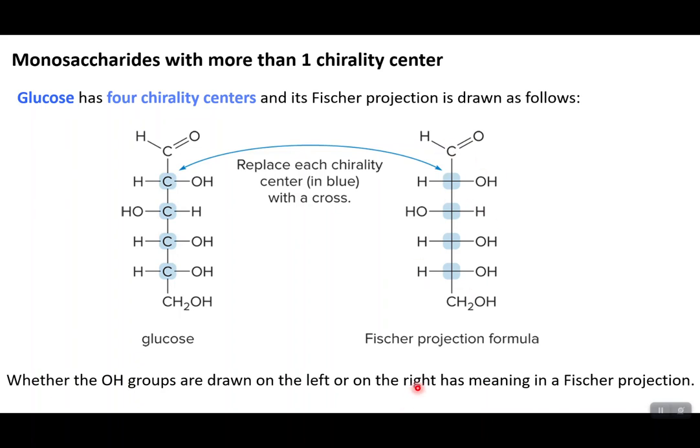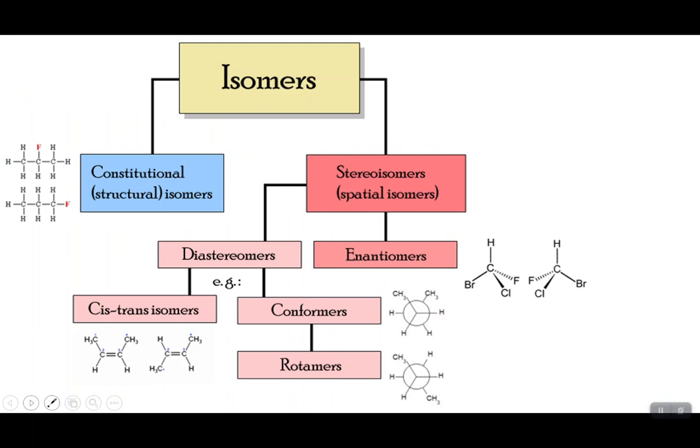So in order to understand that just a little bit more, we need to revisit isomers. What do I mean by the chirality centers having different orientations or spatial organization? So let's recall what isomers mean. Isomers are basically 2 molecules that have the same chemical formula. But then we can divide isomers into 2 categories. We can divide them into constitutional isomers and stereoisomers.